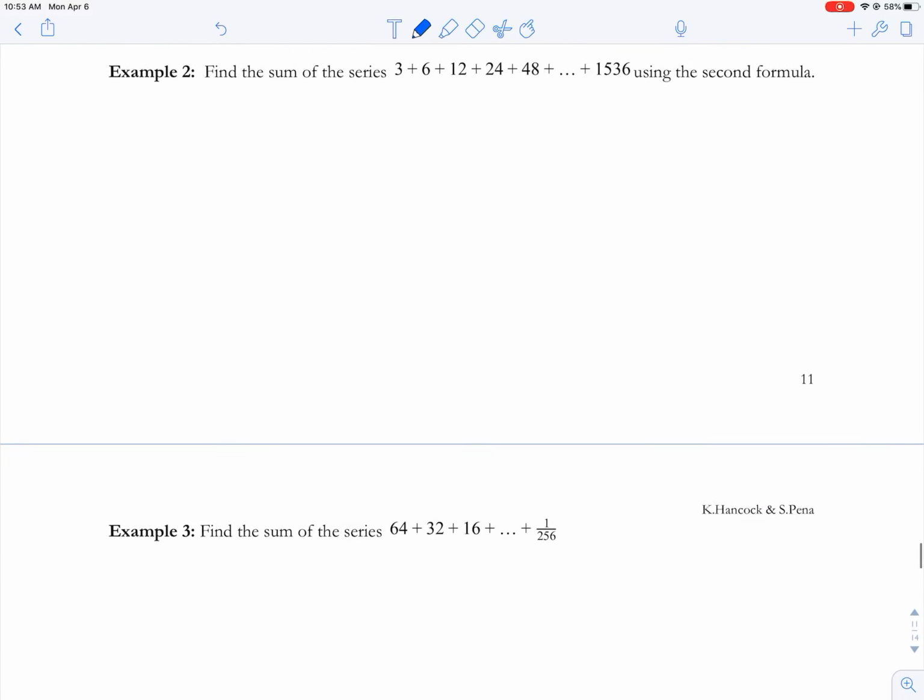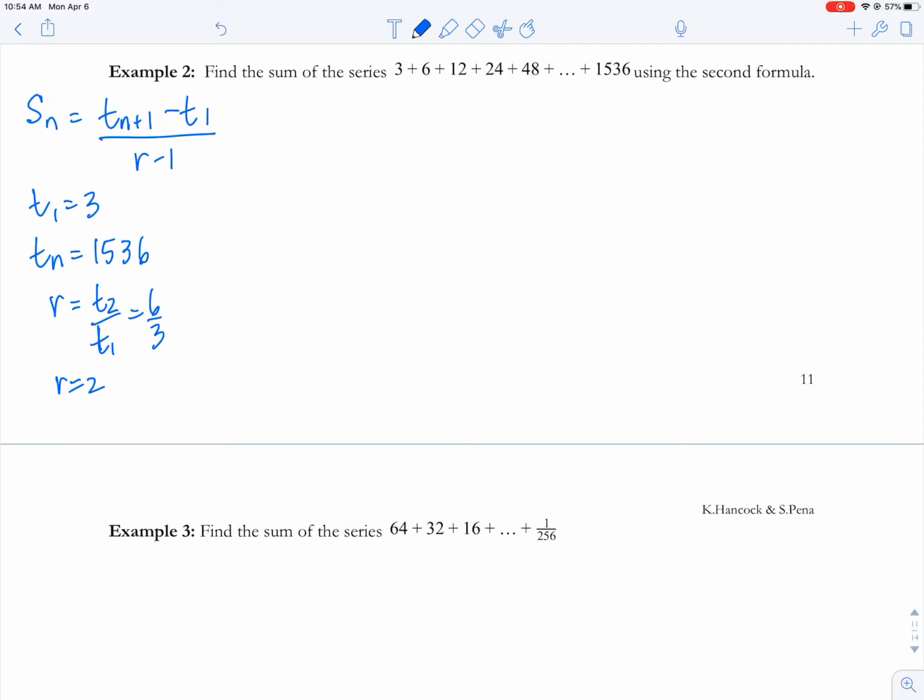Example 2. Find the sum of this series using this second formula. So a reminder that the second formula looked like Sn equals Tn plus 1, so that's not the last term, it's 1 after the last term, minus the first term divided by r minus 1. So we have our first term, that's 3. We have our last term. We know Tn is 1536. We can figure out what r is. R is our ratio. So in this case, take the second term divided by the first term, 6 over 3. So our ratio is 2.